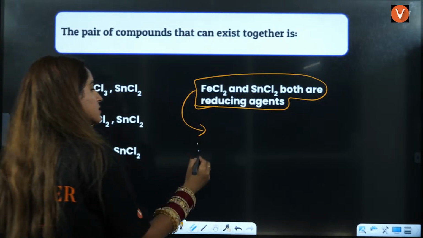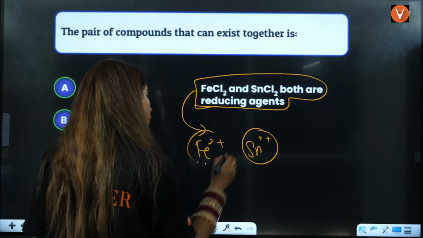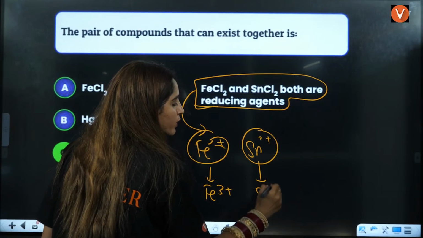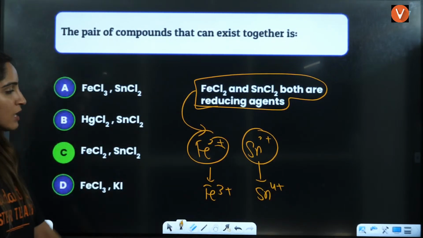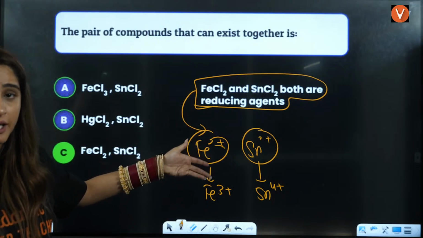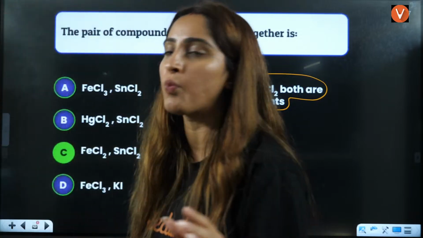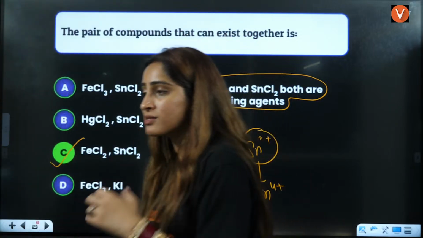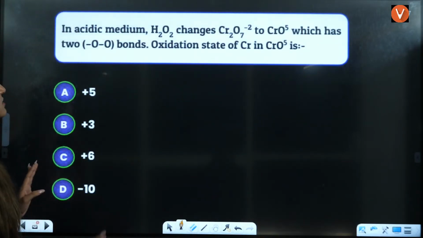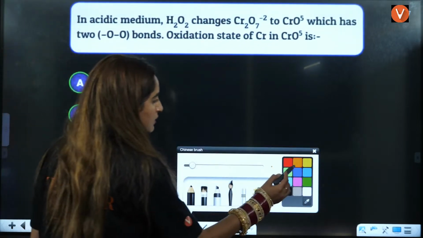If you see this, this is Fe2 positive. This is Sn2 positive, right? It would want to get converted to Fe3 positive. It would want to get converted to Sn4 positive because it is going to oxidize itself. So it is a very good reducing agent, right? So both are reducing agents. That is why they can stay in one solution, as they are not going to oxidize or reduce each other, right?